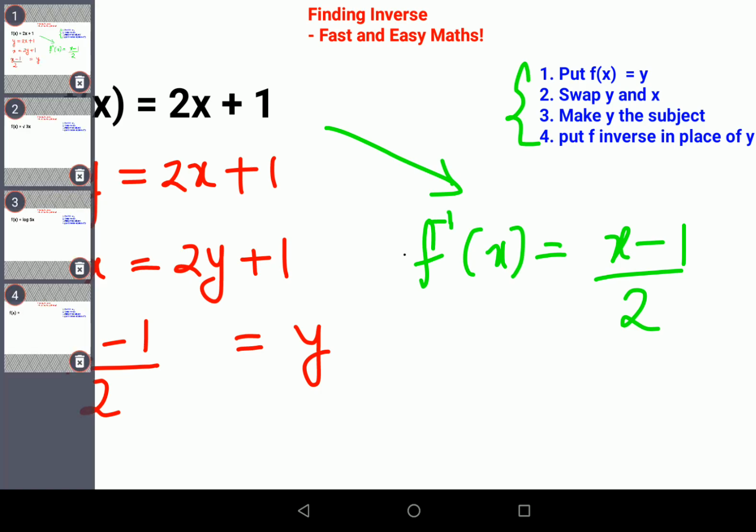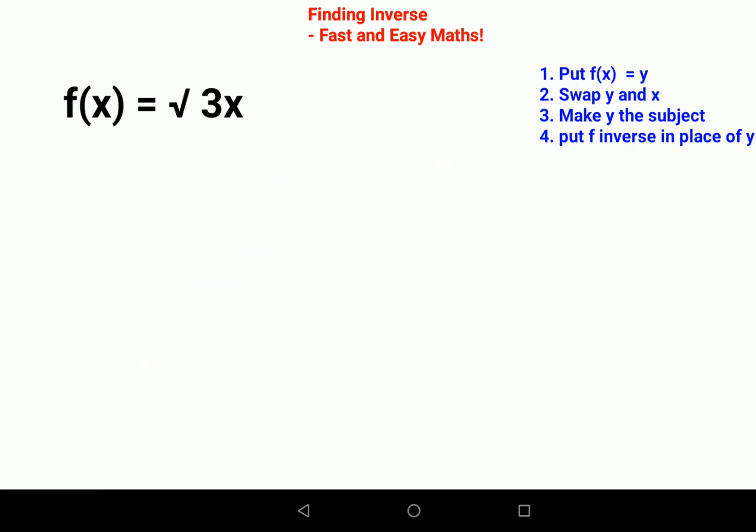Now very quickly look at something like this. There is a square root over here, and we need to find the f inverse. So here again we do y is equal to square root of 3x, then swap, so it becomes x is equal to square root of 3y.